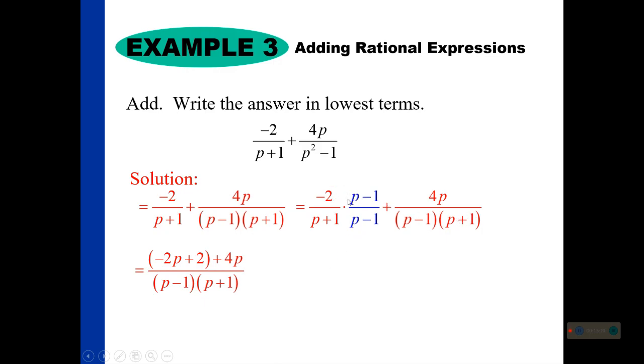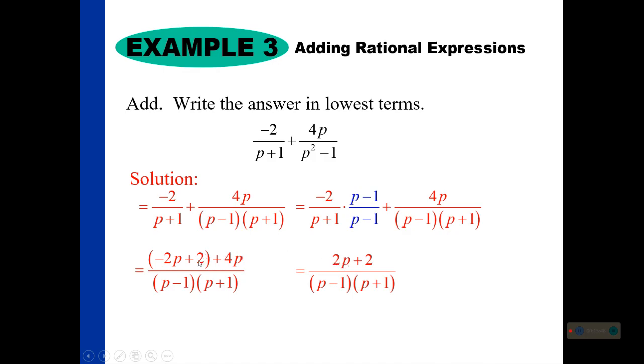And then you are going to distribute using the distributive property. Negative 2 times p is negative 2p. Negative 2 times negative 1 here is positive 2. Then we have here plus 4p. Then simplify your answer. So we have here negative 2p plus 4p is positive 2p.